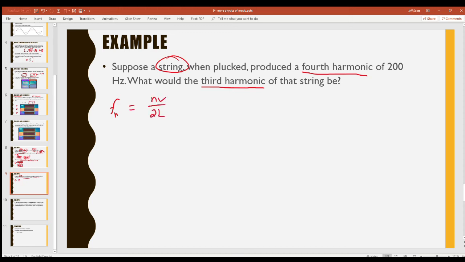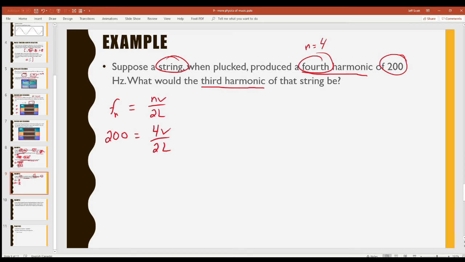But unfortunately in this question, the only information we were given was that it was a fourth harmonic, so n is 4, and that the frequency was 200 hertz. Well, let's start there. We'll say that 200 equals 4V over 2L. Because we have 2 missing variables here, the V and the L, there's no way we're going to be able to solve this. But if I somehow were to change this to just V over 2L, that would actually tell us what our first harmonic would be.